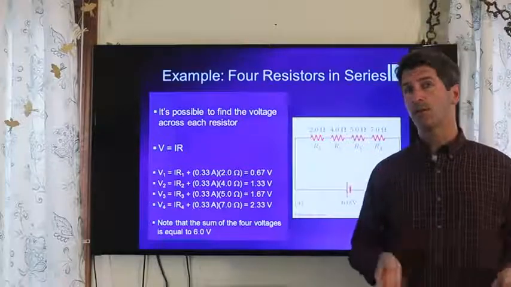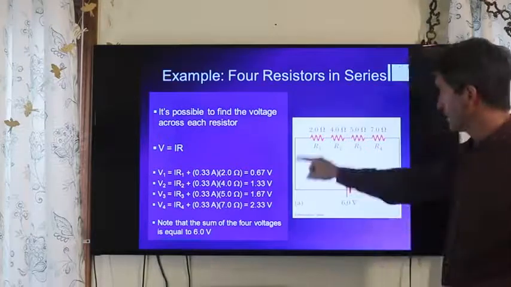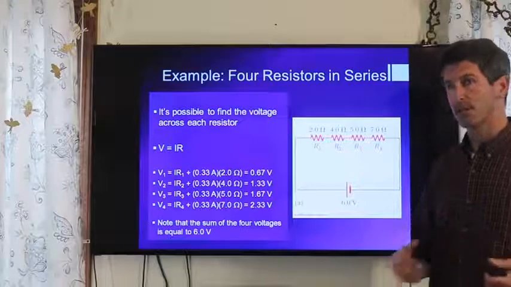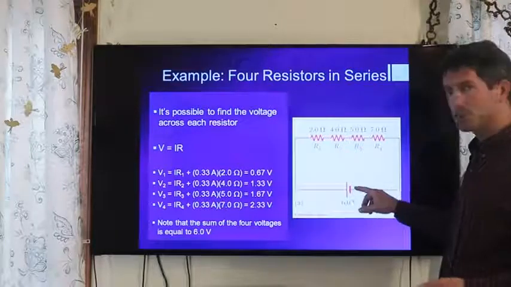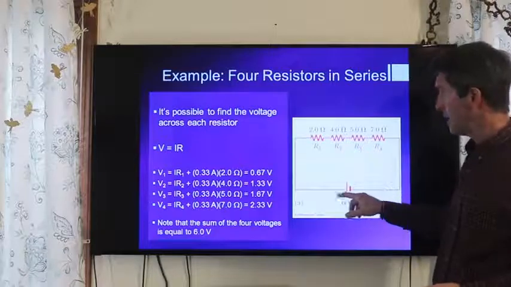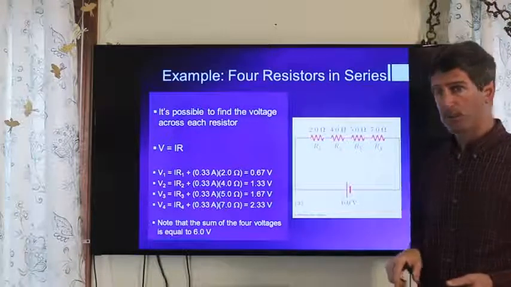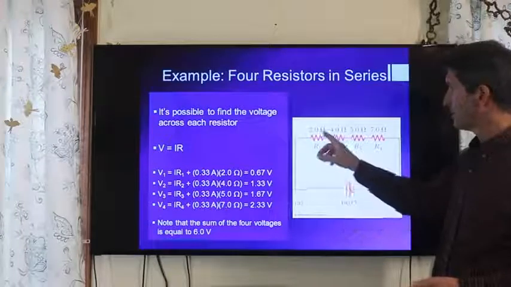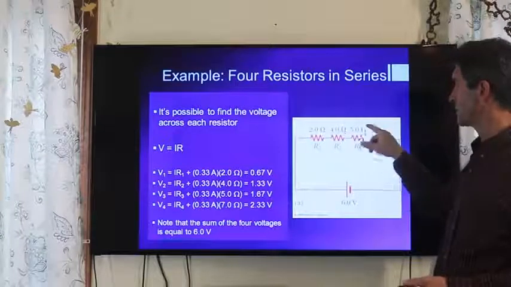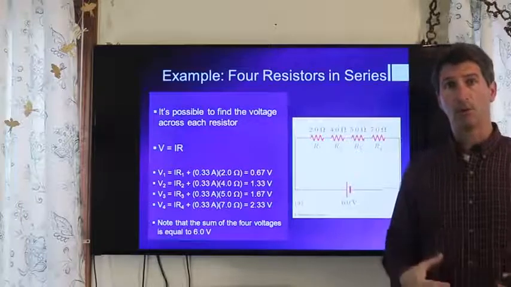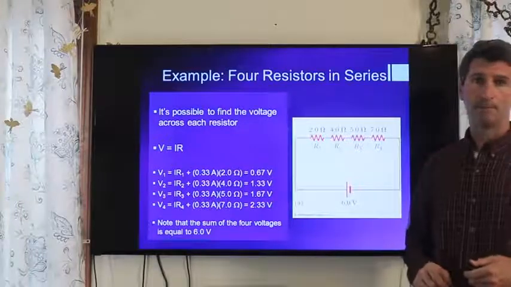Okay? So some very important things again. The current is the same through all of them. All right? For series, the current is the same through all. But the voltage drop is going to be equal to the sum of the EMF that's applied here. So if I have 6 volts here, this voltage plus this voltage plus this voltage plus this voltage, they're all going to add up to equal a total equal to the EMF.